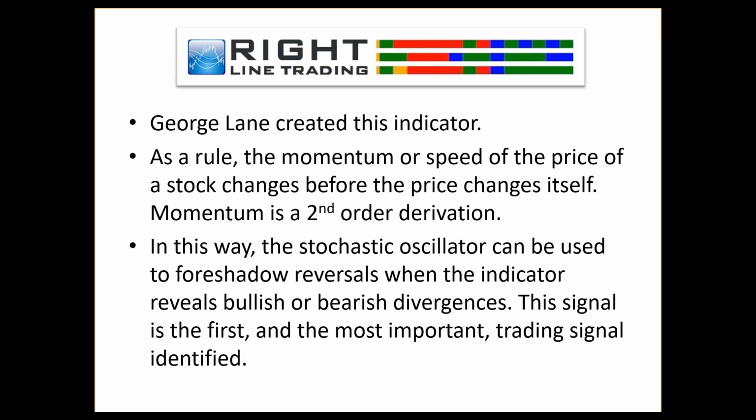The second order is the rate of change of speed, or acceleration or deceleration. So if that race car starts to accelerate from 150 to 160, 170, 180, 190, 200, it now is gathering momentum. Now, he believed that because momentum was a second order derivation, it would lead price. So it would foreshadow reversals. And it would do so on bullish or bearish divergences. And that's how he used the indicator.